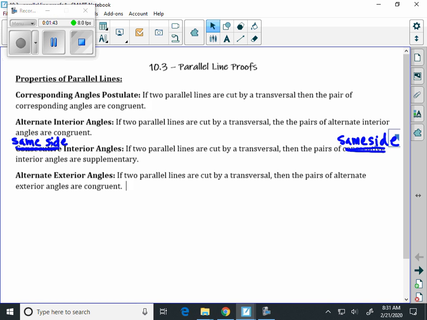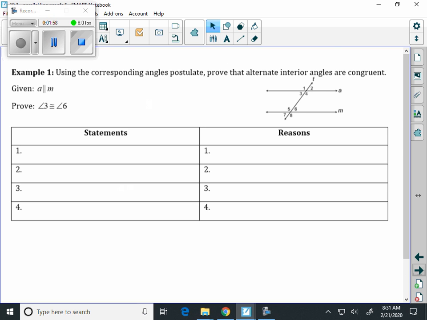Alternate interior angles. We even talked about the alternate interior angles when we did the angle sum theorem in our last set of notes. But it says if two parallel lines are cut by a transversal, then alternate interior angles are congruent. Again, we can look at that here. And in this particular case, inside. It has to be inside the parallel lines. So we could say that angle 3 and angle 6 are in between the two parallel lines, and they're on opposite sides of the transversal.